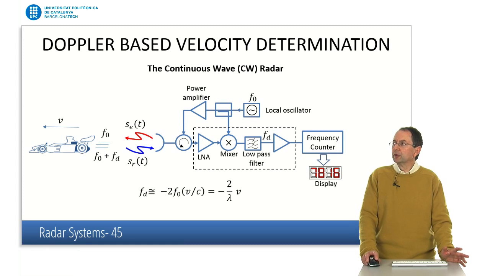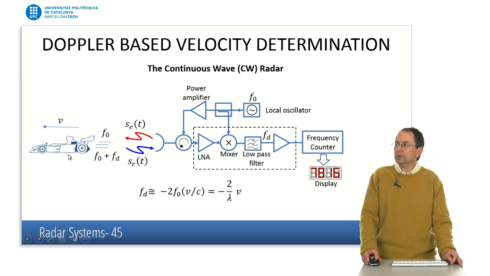Now, how can we use the Doppler shift phenomenon in order to measure the velocity of the target? Well, that's very straightforward. For example, let's build a radar to measure the speed. You can do this with just an oscillator. We transmit this power, no modulation at all. We just transmit a constant carrier. Then we obtain an echo.